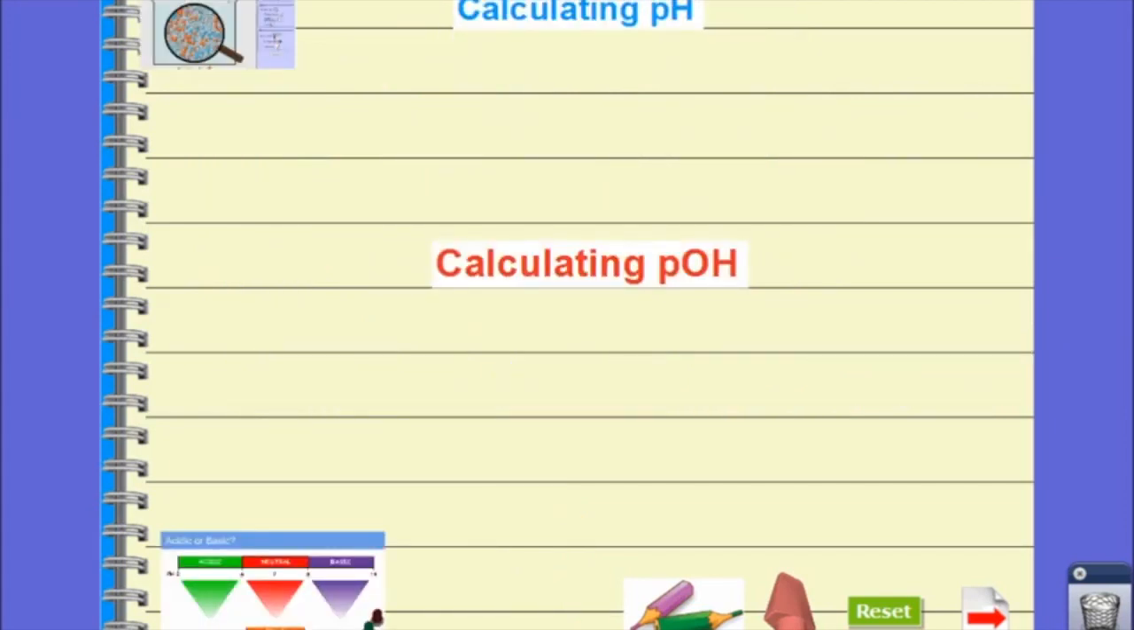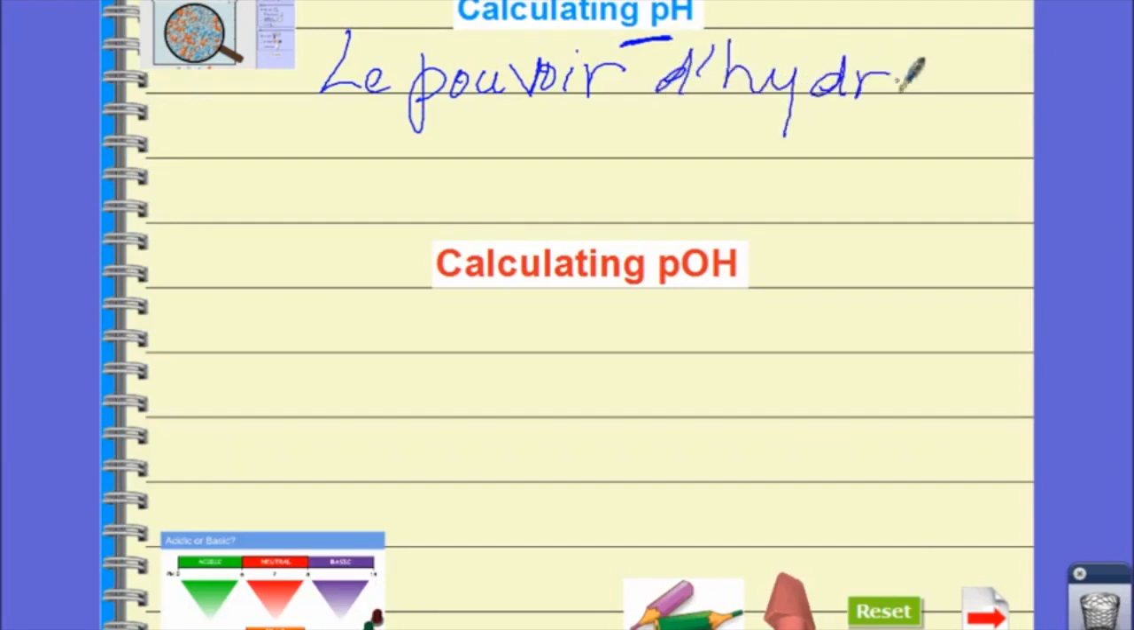Calculate pH. pH, what does that mean? pH. It is from French, it is le pouvoir d'hydrogène. It's not important. Okay? Don't worry about this. This is hydrogène. That's why you write lowercase p. You have to write capital H because it is the symbol for hydrogen.